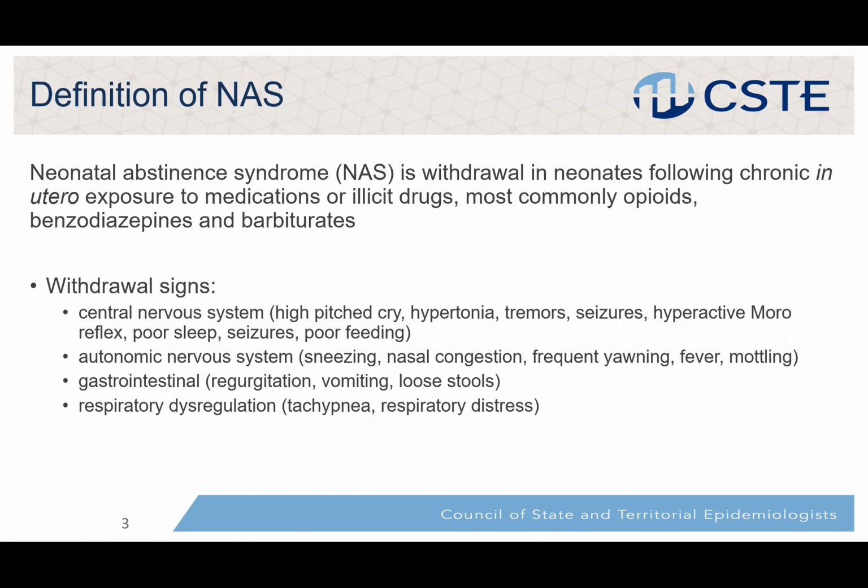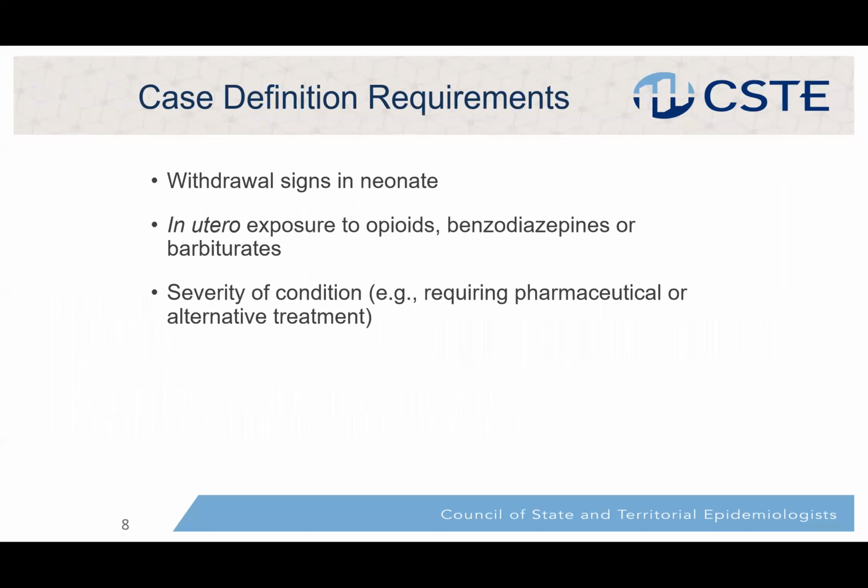This is the definition of NAS that we use in our case definition. You can see that it really focuses on opioids, benzodiazepines, and barbiturates. And then these are the withdrawal signs that we're considering. If you'll go to the next slide. The requirements for the case definition include there must be withdrawal signs in the neonate. There must have been in utero exposure to opioids, benzodiazepines, or barbiturates. And then we're considering the severity of condition. For example, requiring a pharmaceutical or an alternative treatment, such as eat, sleep, and console. Next slide.